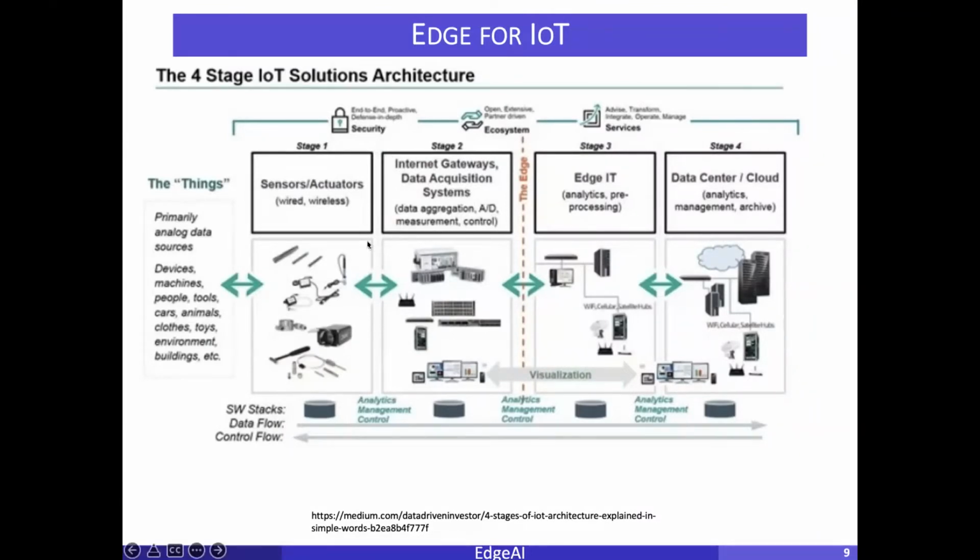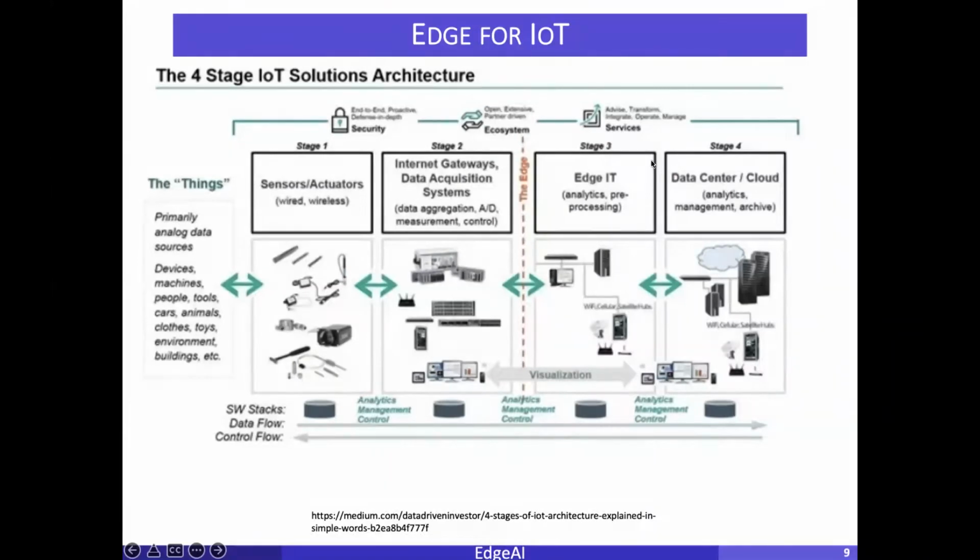As I told you earlier, we have sensors, and then we have internet gateways, and you have data acquisition systems which take those sensor data, aggregate it, and send it to the edge for processing. Finally, you do the analytics at the edge, complete the first level of processing or decision making, and finally you send it to the data centers or cloud.